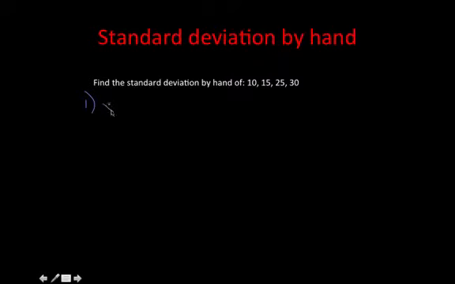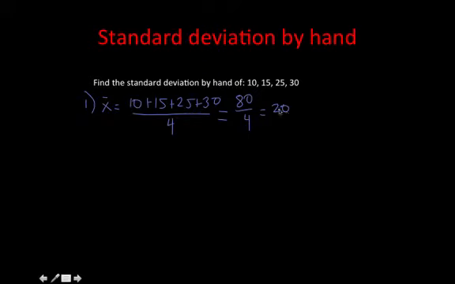So to find the mean, x bar, I'm going to do 10 plus 15 plus 25 plus 30. And there's 4 pieces of data, so divide that by 4. 10 plus 15 is 25, plus another 25 is 50, plus 30 is 80. So 80 divided by 4 is 20. So the mean of the data is 20.